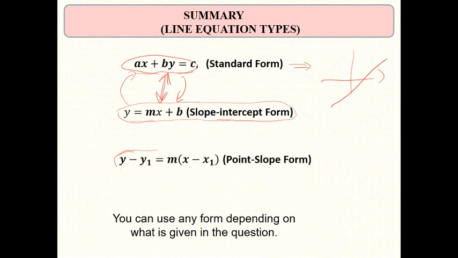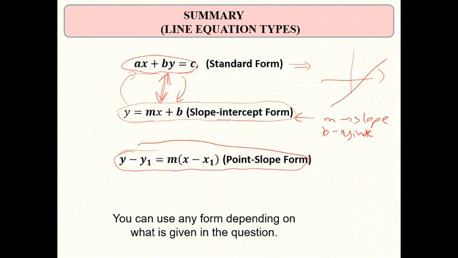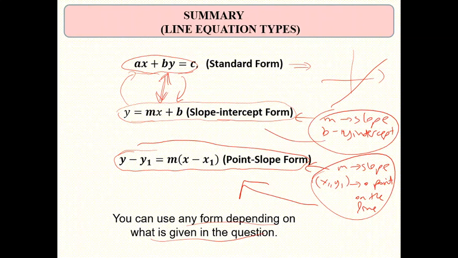And we learned how to write the equation this way, point slope form. To write this one, what is needed? Slope needed, and y-intercept needed. For this one, we need a point and a slope, and a point on the line is needed. So you can use any form depending on what is given in the question. If these two are given, you can write this one. If these two are given, it's this way.